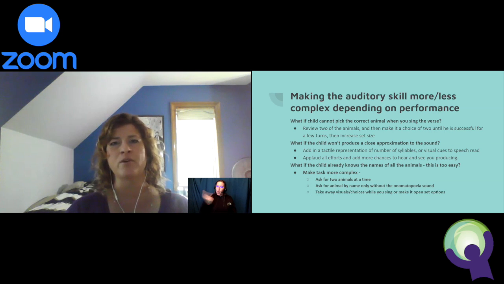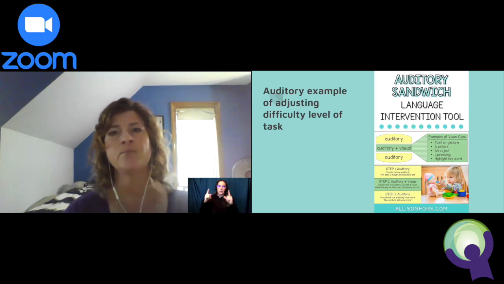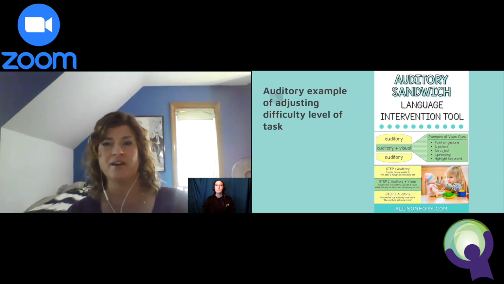So don't ever worry that they're getting everything right and he's not learning something. 1, you're giving him opportunities to build language in the other areas, but 2, you can make it more complex by just making the auditory skill that you're working on a little bit more complex. The auditory sandwich is one way.